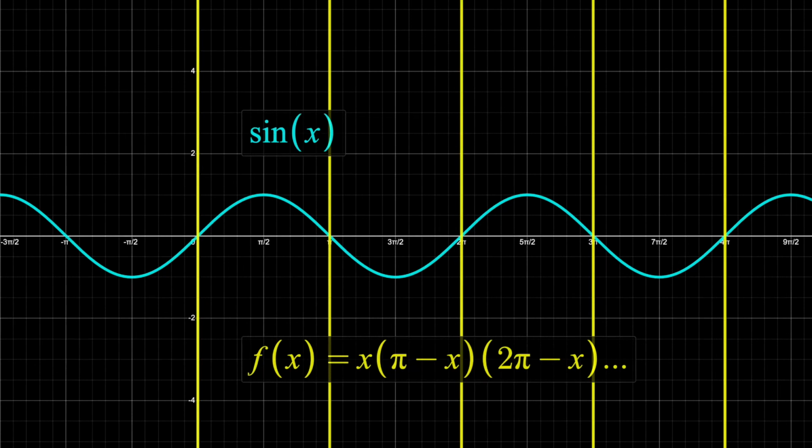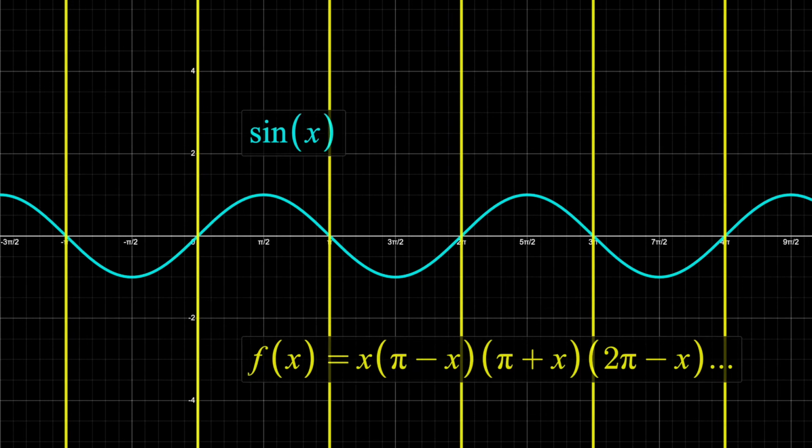The first problem we have is that sine of x also has negative value zeros. So minus pi, minus 2 pi, and so forth. We can easily fix that by just multiplying by pi plus x and 2 pi plus x. So now we have this function, right? And we're just going to apply difference of squares to simplify our formula slightly.